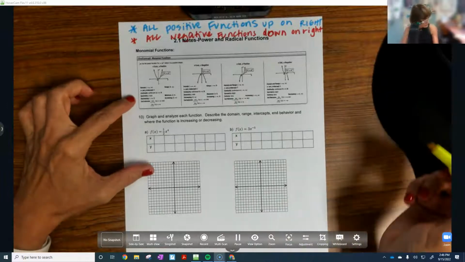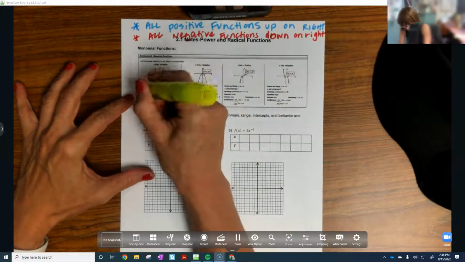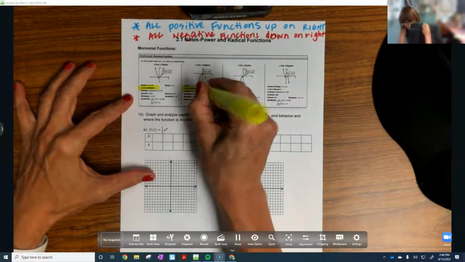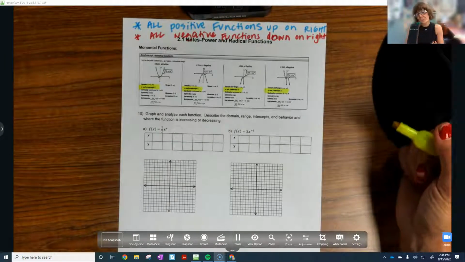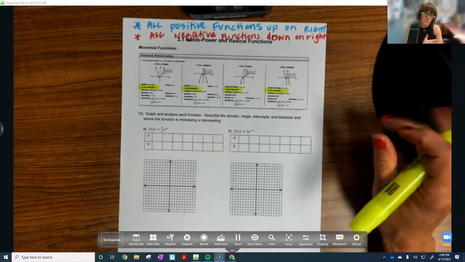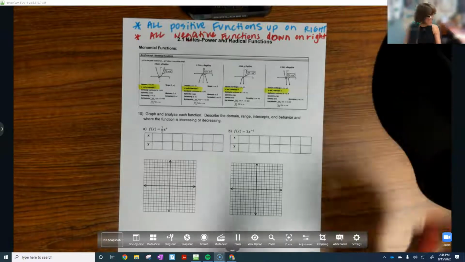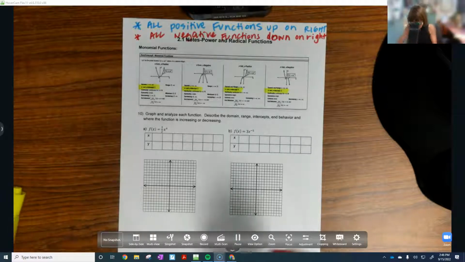Lots of information here. Here's some things that I really want to point out for you. All of your monomial terms are always going to go through the origin. It doesn't matter if it's an even function, if it opens up, if it opens down, if it's an odd function. If there is nothing added or subtracted, it is always going to go through the origin, one term.